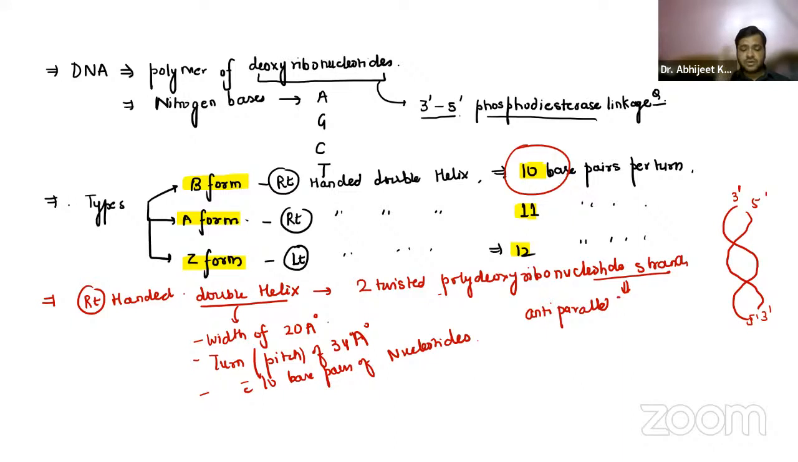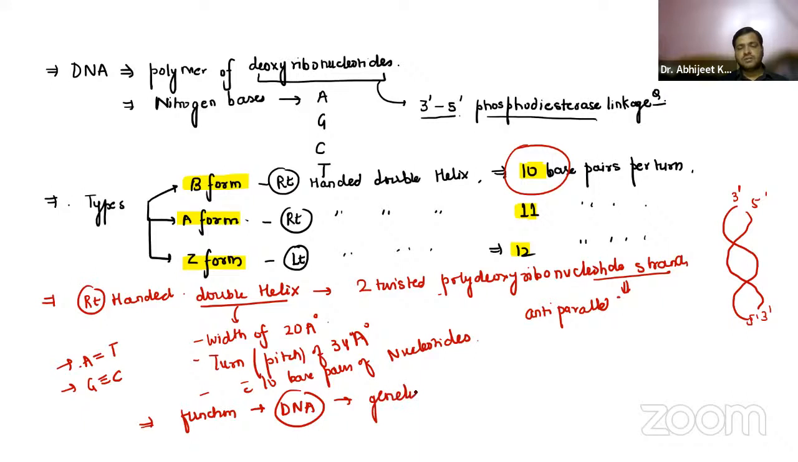Now, guys, you already know that Chargaff's rule is applied over here. A equals T and G equals C. So we have the base pairing rule that adenine combines with thymine with two hydrogen bonds, and guanine combines with cytosine with three hydrogen bonds. So remember, guys, what is the function that you have to remember? The DNA stores the genetic information, and it serves as a template for replication.